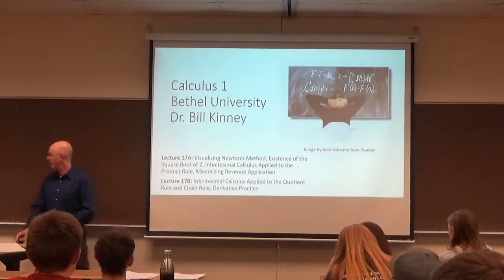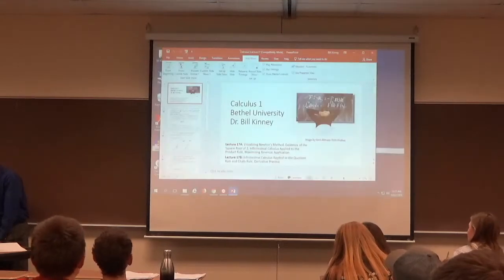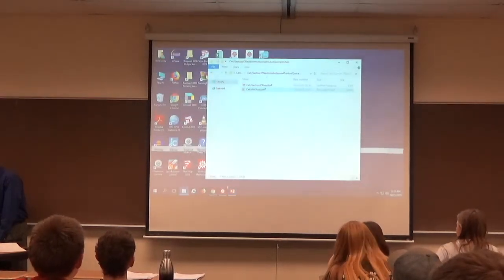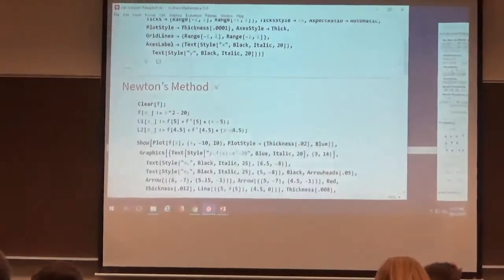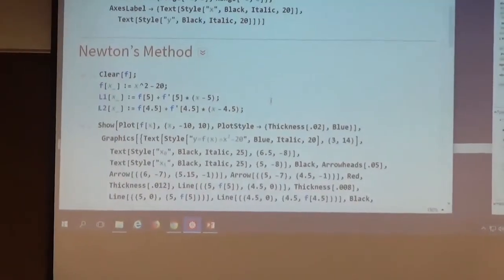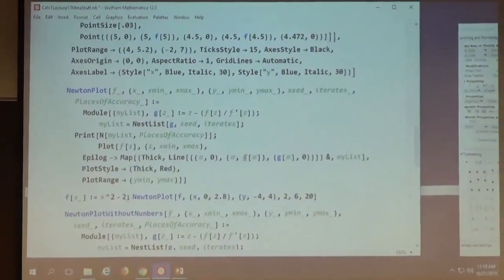So let's start by reviewing Newton's method. And I think instead of showing it to you on the PowerPoint, I'm going to go right to the Mathematica, and I'm going to write some things on the board as well. Let's write some stuff on the board first.